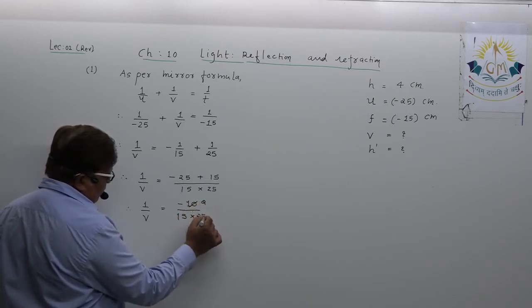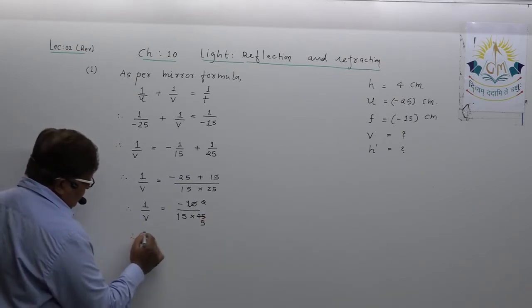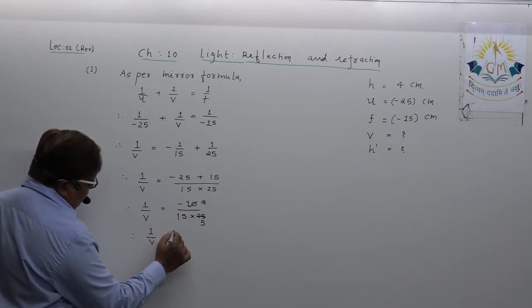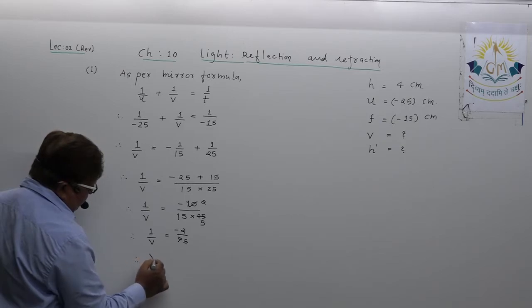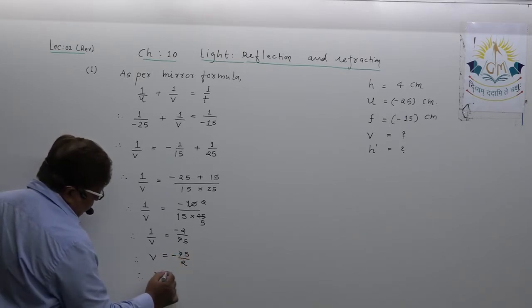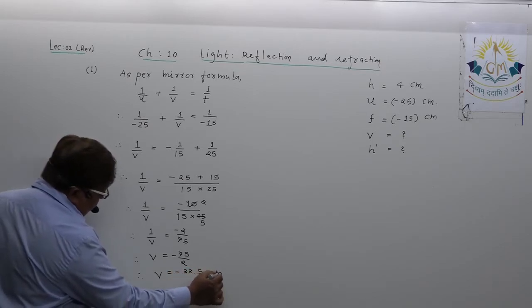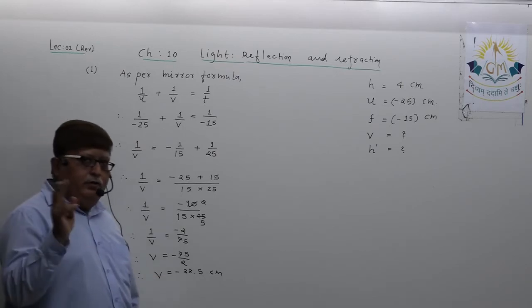5 2s are 10, 5 5s are 25. This is the only cancellation possible. So 1 upon v equals minus 2 upon 75. Just reciprocalize it. v equal to minus 75 upon 2. This gives the value minus 37.5 centimeter, dear student.